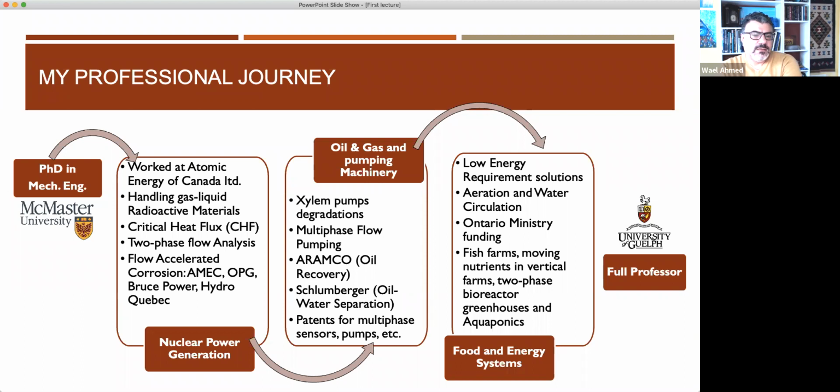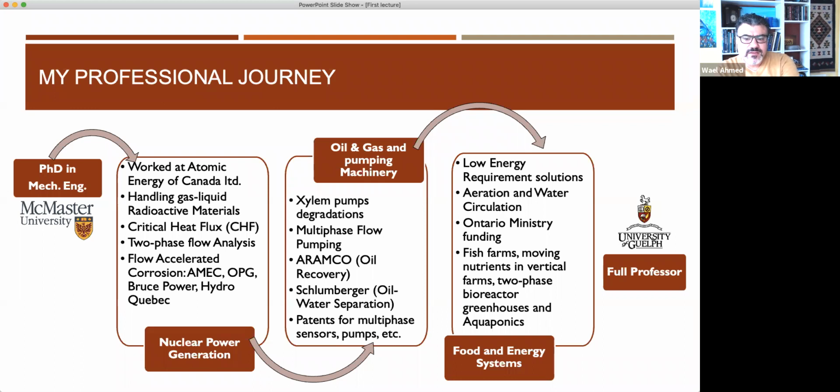Been working a lot in something called multi-phase flow. I spent about 5 years in industry at that time. And then in 2008, I joined the oil and gas sector in Saudi Arabia. I did work with lots of oil and gas companies, developing technology related to multi-phase flow as well. My main area is energy and fluid thermo kind of things. And then I joined Guelph in 2014, as I mentioned, and I started focusing more on food and energy systems. And now I have become a full professor after 6 years.